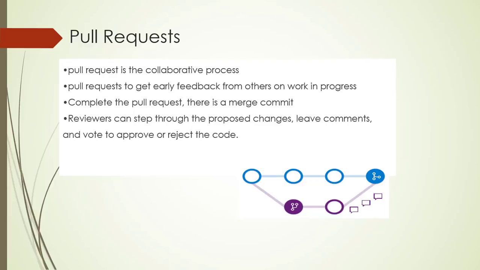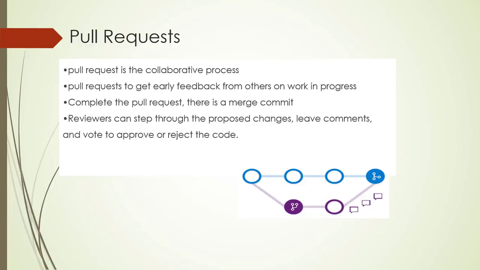This all happens in a one-by-one process. If the reviewers have any comments, or if they have proposed any changes, they can simply go ahead and leave comments on the particular pull request. When you complete the pull request, there is the merge commit, and you can merge the changes into your particular branch.